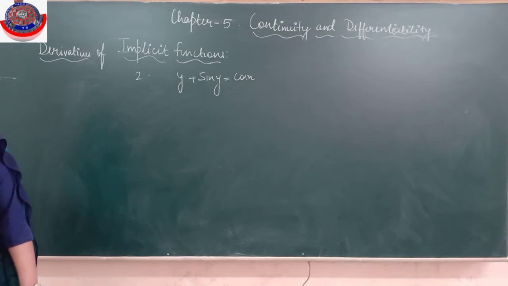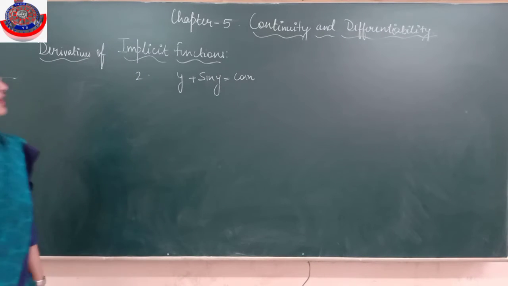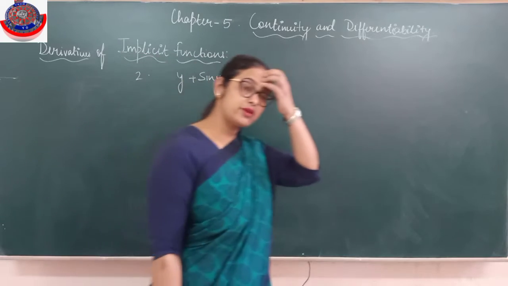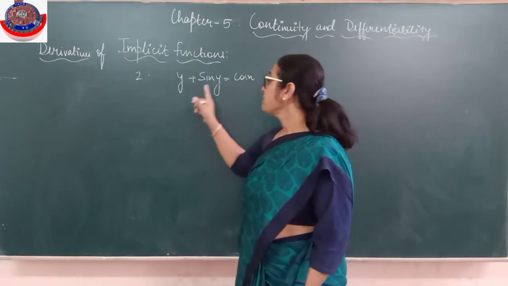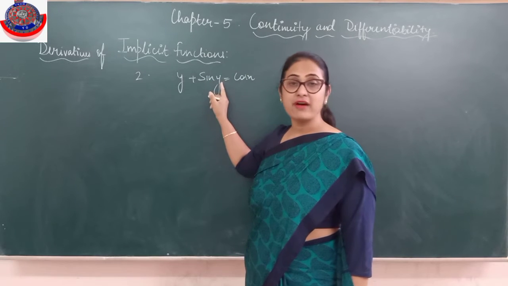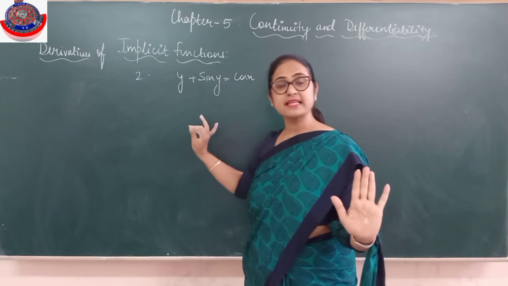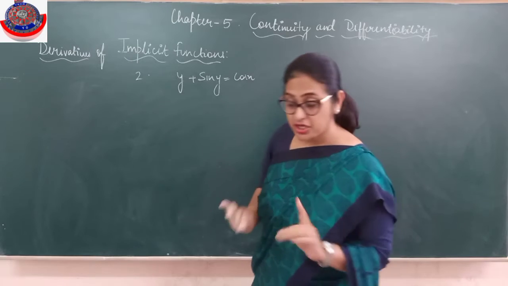y plus sin y is equal to cos x. I have to find dy upon dx. That means I need to differentiate both sides with respect to x. Now here, removing the sine from y is not possible. So I'll keep the terms like this only and I'll directly differentiate.